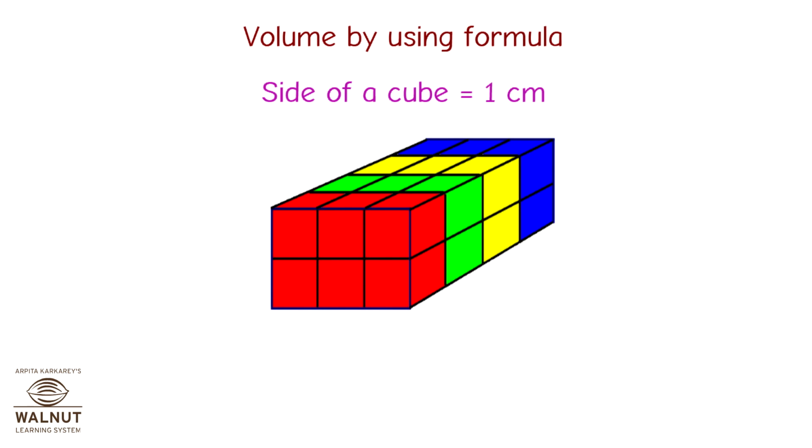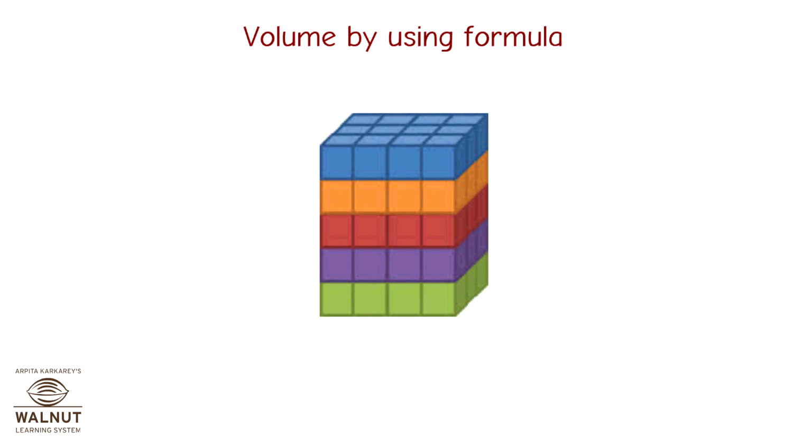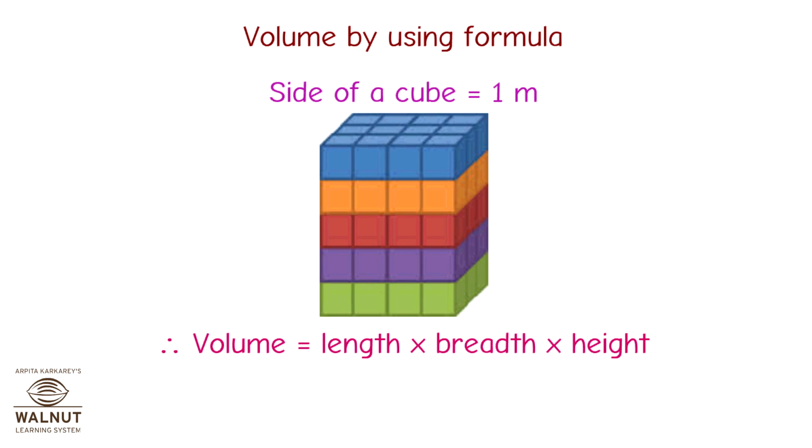Volume by using formula. Side of a cube is equal to 1 centimeter. Therefore, volume is equal to length into breadth into height. Therefore, volume is equal to 4 into 3 into 2 is equal to 24 cubic centimeters. Volume by using formula. Side of a cube is equal to 1 meter. Therefore, volume is equal to length into breadth into height. Therefore, volume is equal to 4 into 3 into 5 is equal to 60 cubic meters.